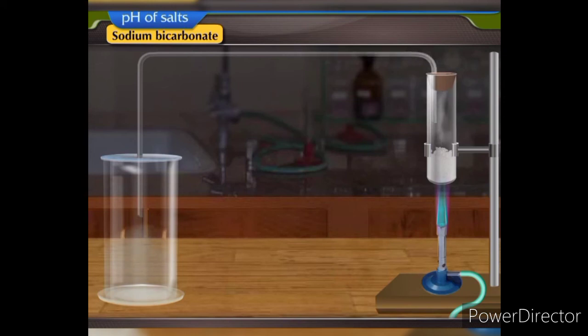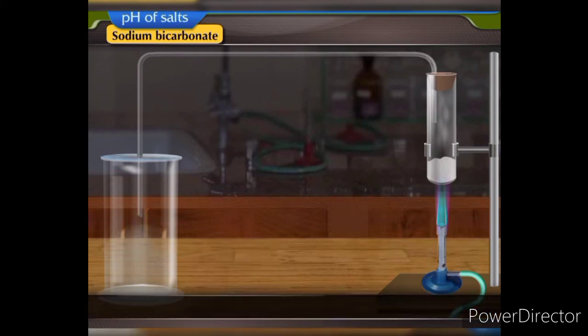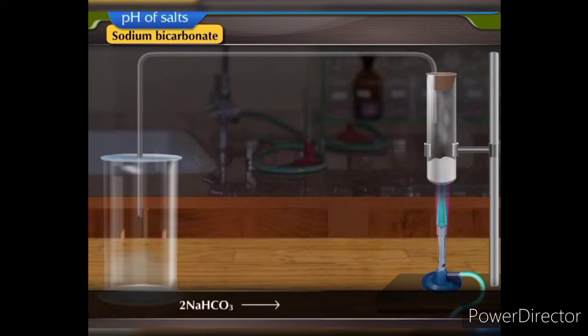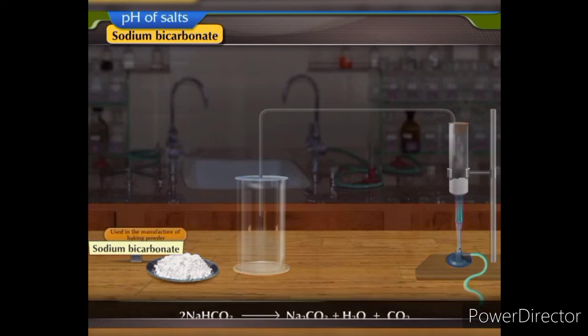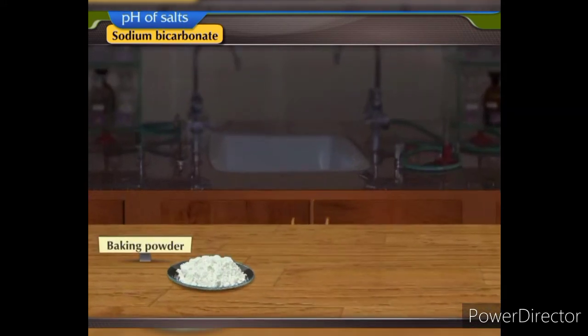Sodium bicarbonate is useful in the preparation of carbon dioxide gas. When heated strongly, it decomposes to form sodium carbonate, carbon dioxide and water. Sodium bicarbonate is also used in the manufacture of baking powder. Baking powder is a mixture of sodium bicarbonate and tartaric acid.